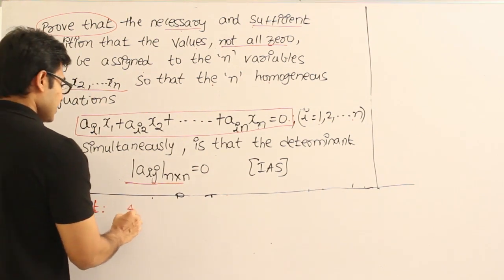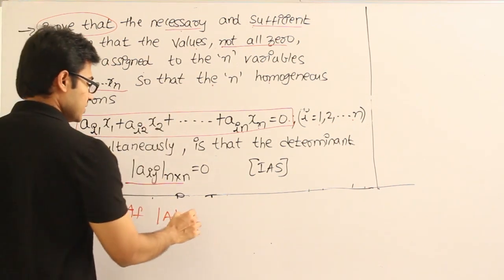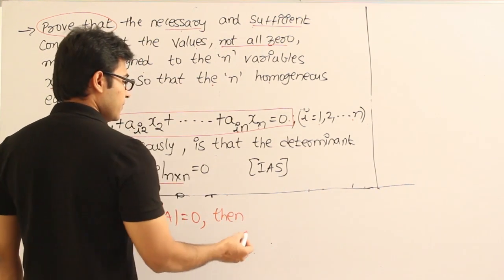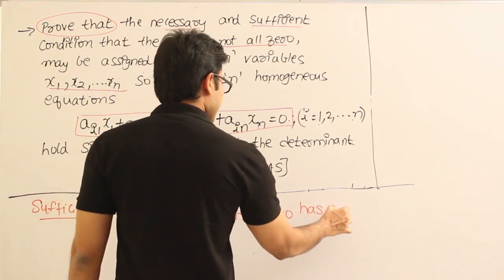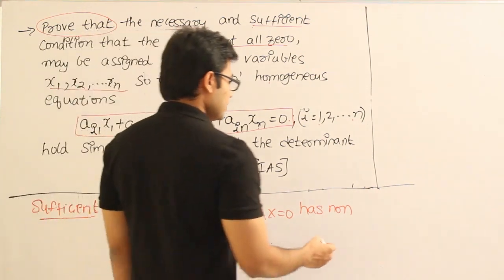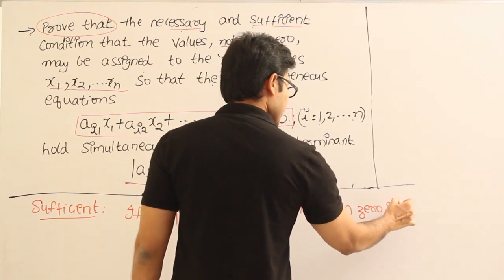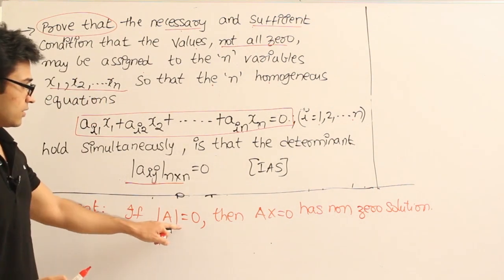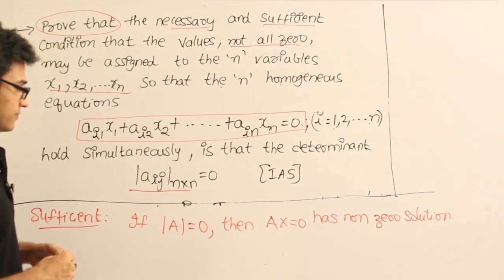So what does it mean? If determinant of A, I am just writing this entire matrix as A, if determinant of A equal to 0, then what should we prove? Then Ax equal to 0 has a non-zero solution. Okay, this is what we are supposed to prove. So if determinant equal to 0, then we are supposed to prove that Ax equal to 0 has a non-zero solution. See this.